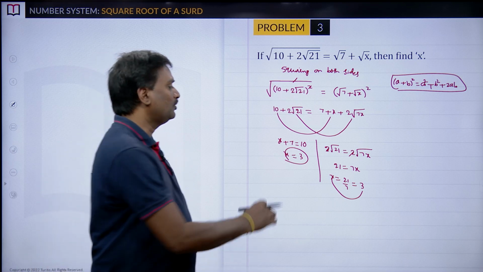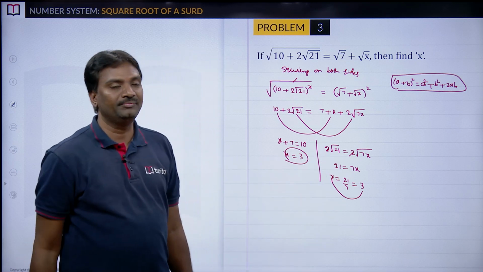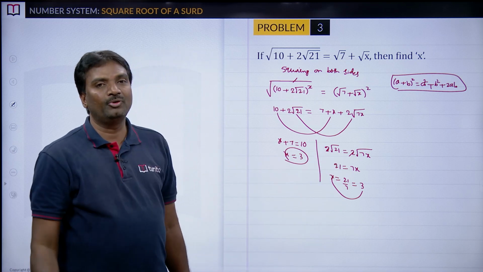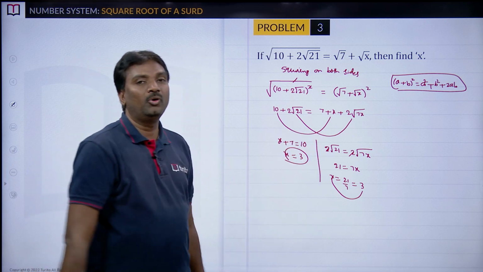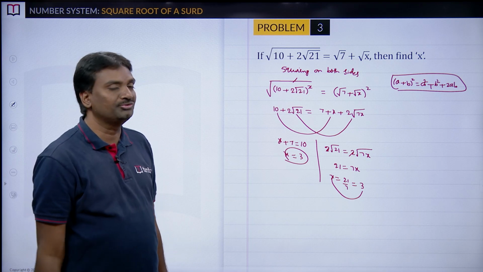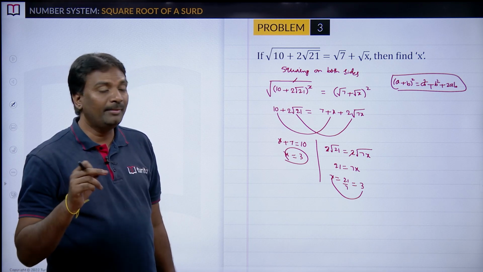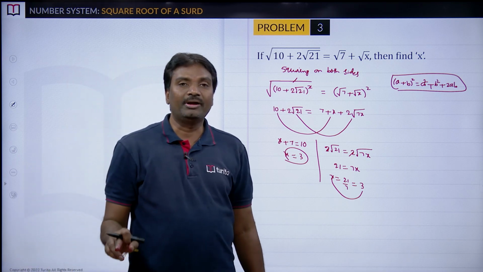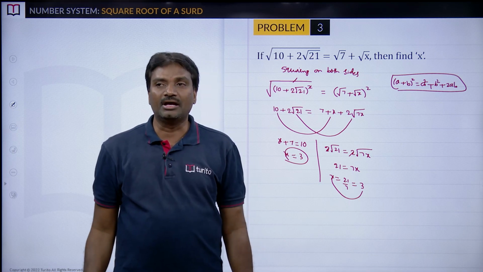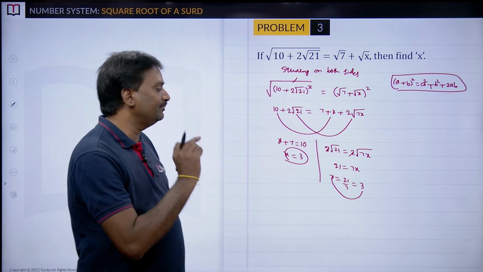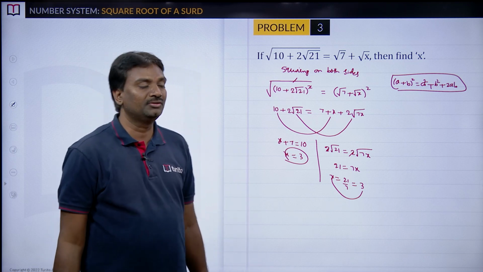So we got x equal to 3. Here also we got x equal to 3, but you need not compare both terms. So for your understanding purpose, here I have compared both rational and irrational terms on both sides, but you need not compare both rational and irrational. You may compare any one of rational terms or irrational terms. In both cases you will get the same value, that is x equal to 3.